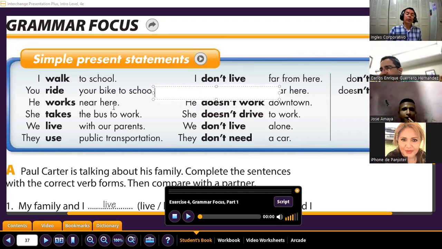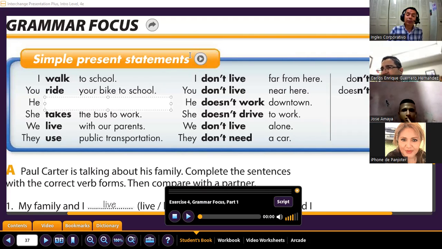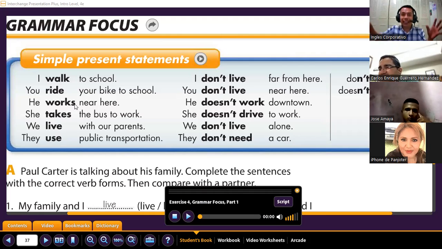Okay, now, walk. But when the verb is with the third person singular, he, she, and it, you add an S, right? Remember we say, add an S to the verb. That we have first person, second person, and third person, right? The first person is the one that speaks. If I speak, I am first person, right? And the second person is the one that listens. This is the second person. And the third person is the one that is outside the conversation. La persona que está fuera de la conversación, esa es la tercera persona.